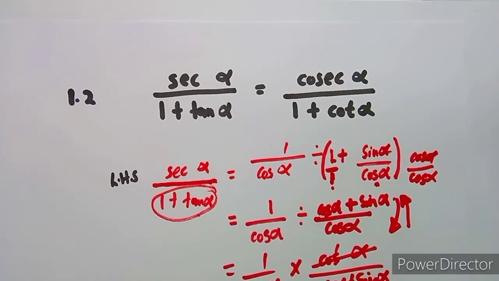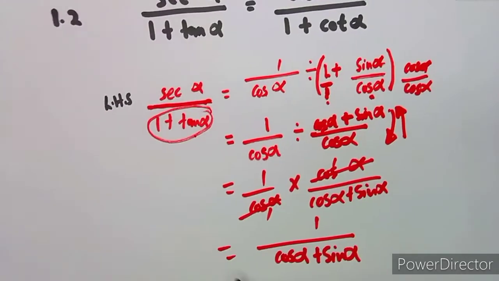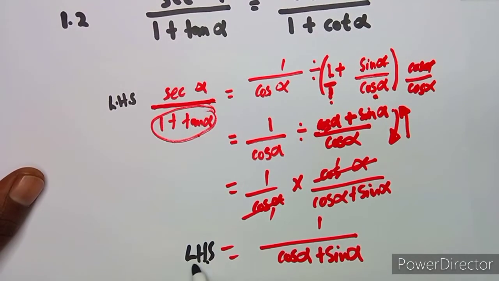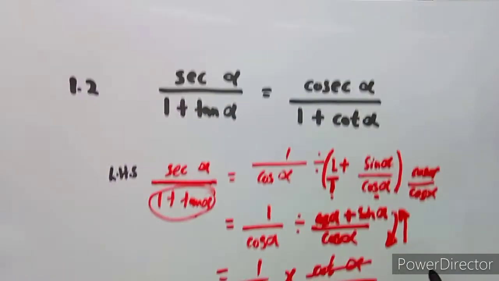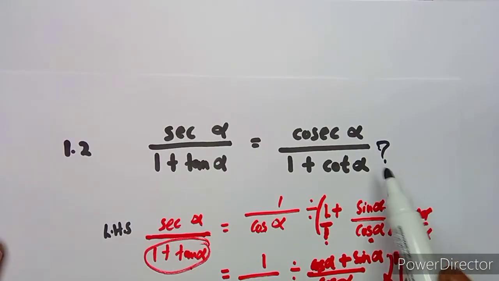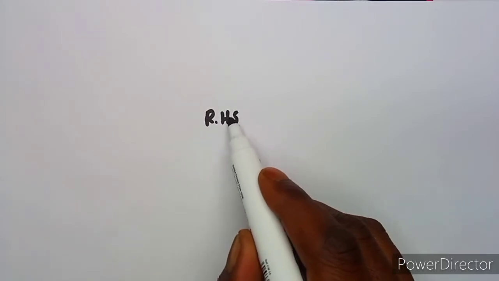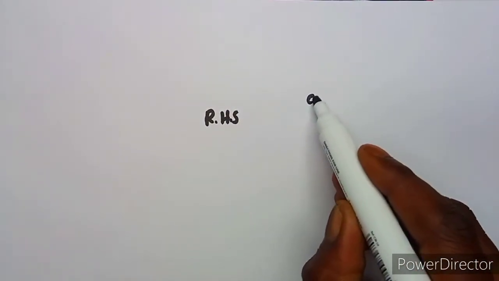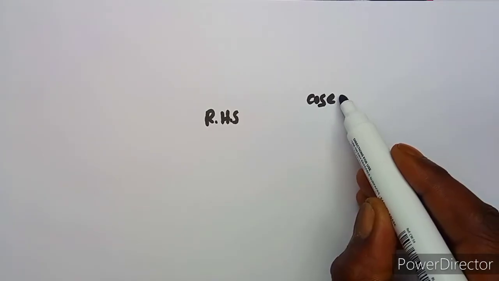Okay, this is it, guys. This is your left hand side. You obtained this part from your left hand side. Then what you're going to do, if these two are not giving you the same thing, you are going to take the right hand side, work from the right hand side, and see a miracle that is going to happen from there. So this is our right hand side. So let's see a miracle which is going to happen from there.